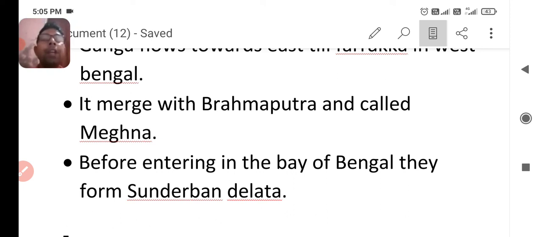Before entering the Bay of Bengal, Brahmaputra and Ganga form the largest delta of the world, and the largest delta of the world is the Sundarban delta. So it means Ganga and Brahmaputra both form the Sundarban delta. And you know that Brahmaputra is known as Jamuna in Bangladesh, and both of them together are known as Meghna. I think you got the points.